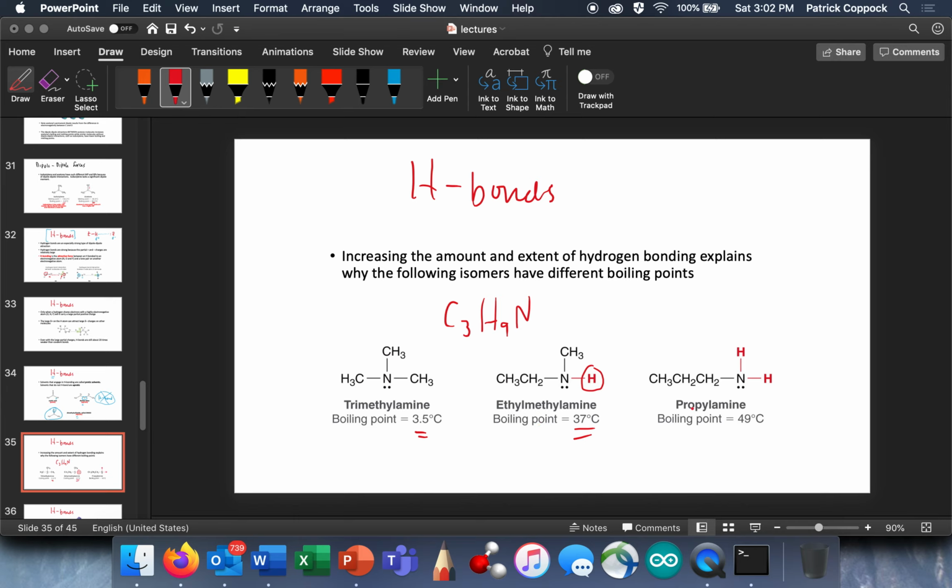Amazing, huh? But what about this? Propylamine, still C3H9N, and this has 2 hydrogens that are available for hydrogen bonding. 2 of them, and the boiling point goes up even more. But look at this. These 2 have hydrogen bonding, and this one does not. Look at these. These are both high, but way higher than 3.5.